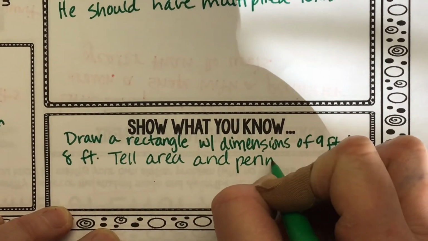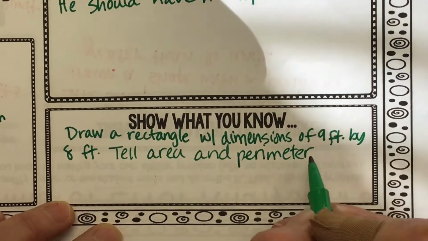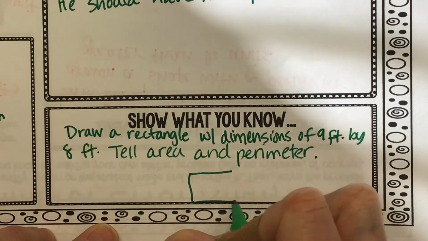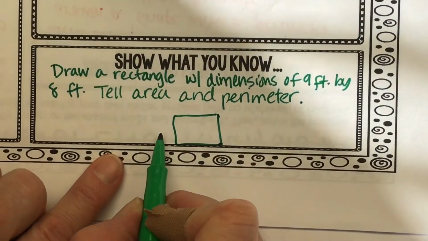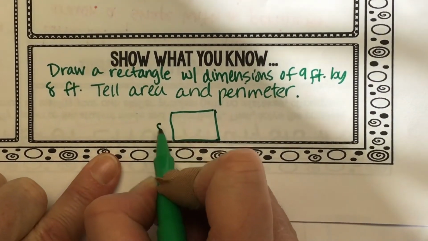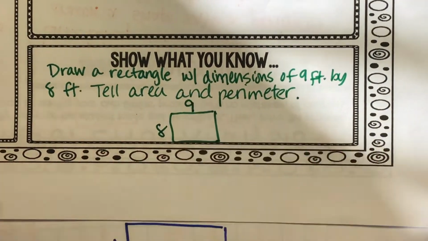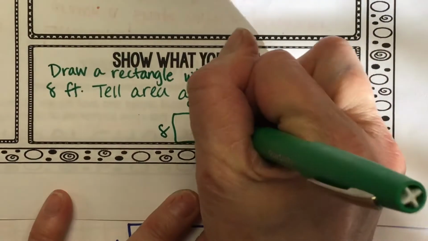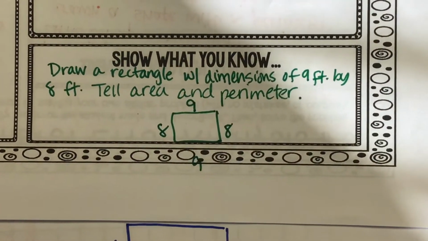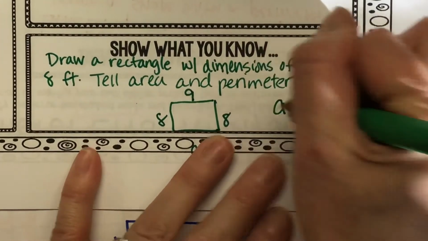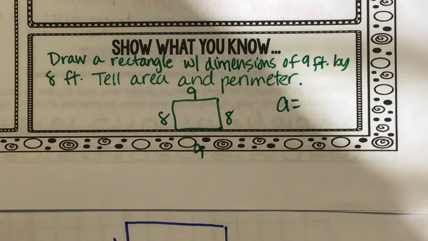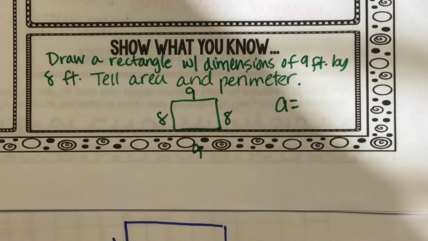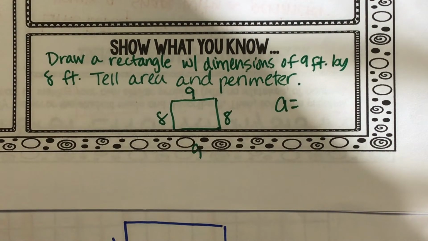Okay, so then when you drew the rectangle, Caden, what'd you label this side? 8. What'd you label this side? 9. Okay, so then this one would be 8 and this one would be 9. So what is the area of this rectangle? Every hand should be up. What's the area of this rectangle that's 9 by 8?